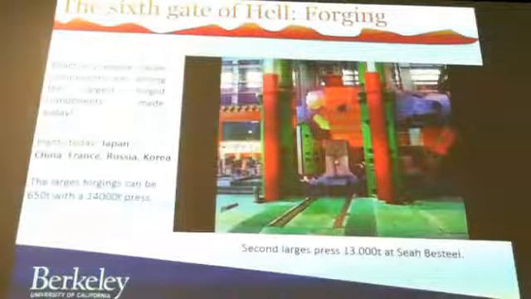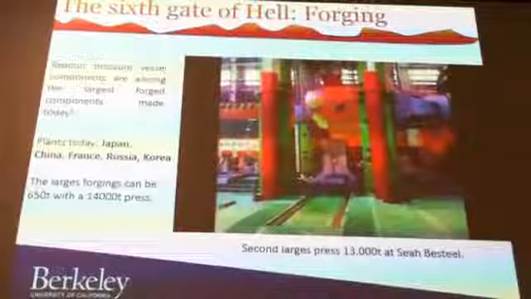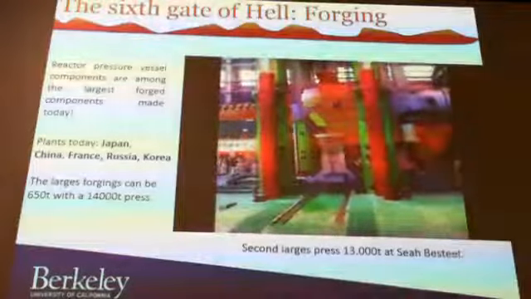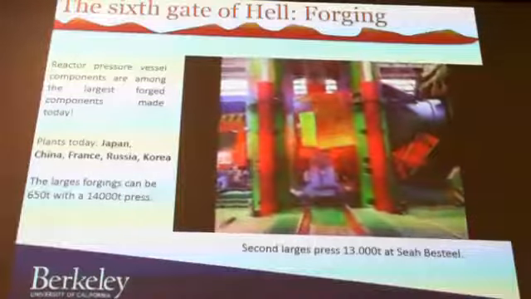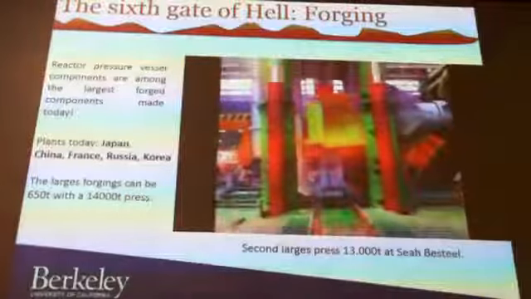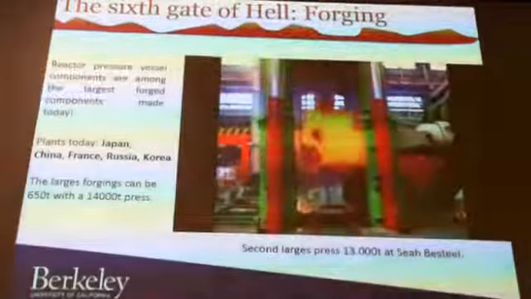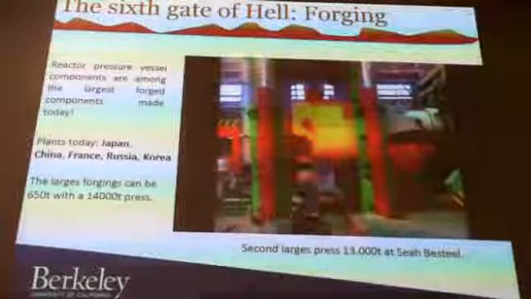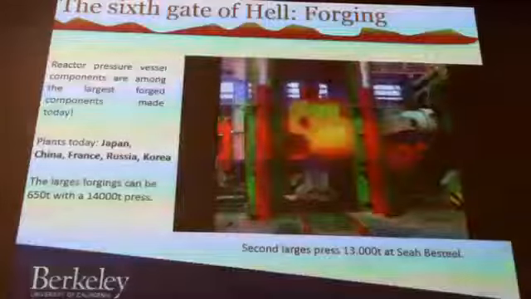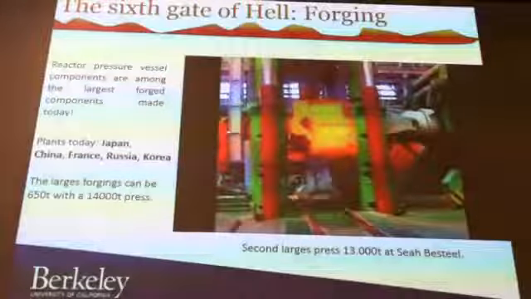Now, forging, even though people have been forging for 3,000 years and fundamentally nothing changed, it's still done today. And this is a fantastic show here. This is actually the second largest forging press there is. 13,000 tons at CAP Steel in Korea. The big heavy duty forgings are all in either Japan, China, France, Russia, or Korea. There's actually none here. So if you wanted to order something in the order of 650 ton component, you would have to go to one of those countries.